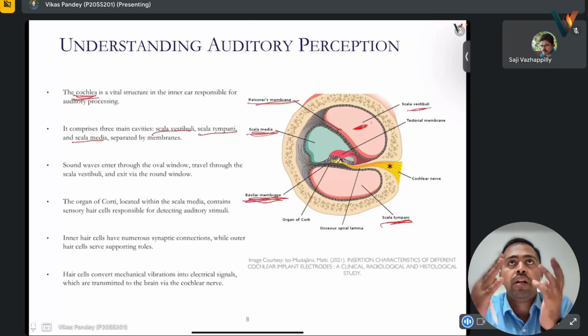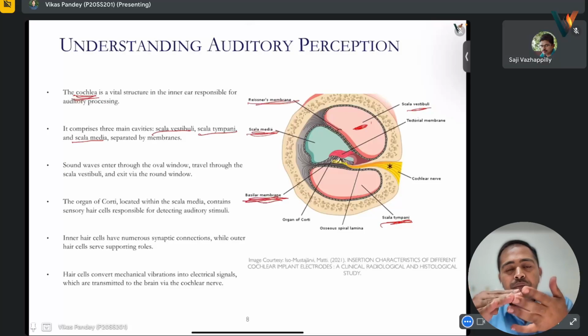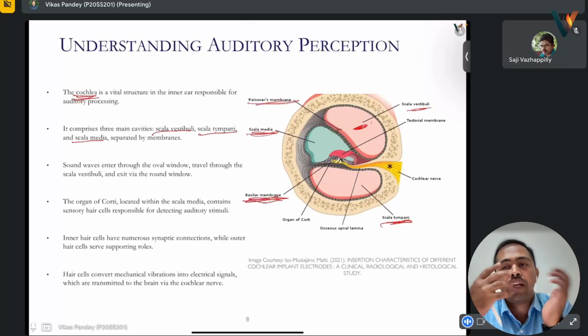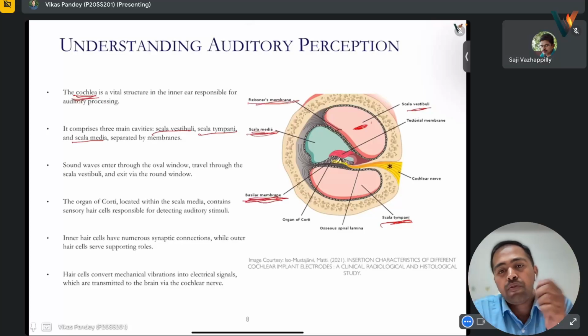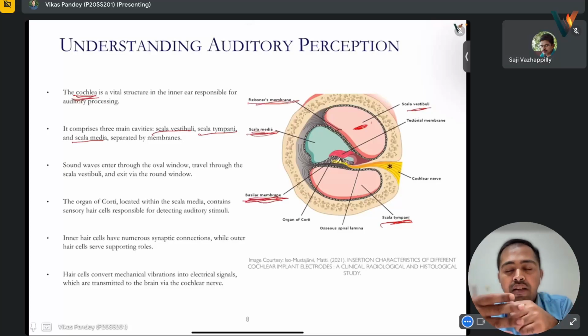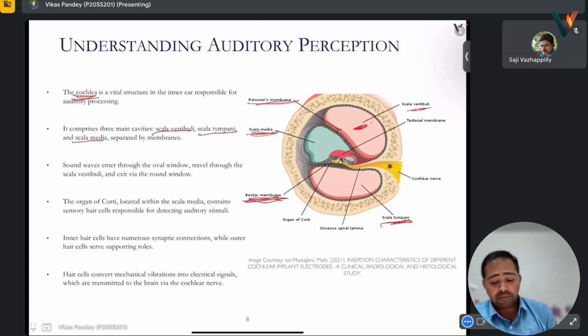You can understand that they will have different resonance frequencies, and the different hairs will respond to different frequencies, and they will generate the neural signals accordingly. And once it is in the form of neural signals, we can say it is an electrical signal since it is ionic current only. So this is how we hear the sound.